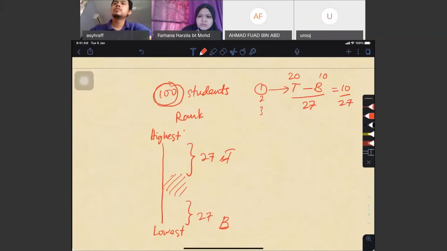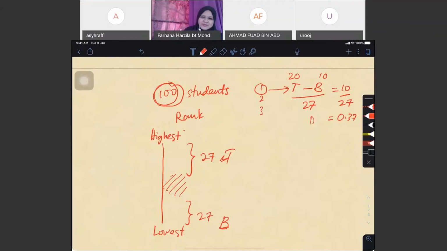What's that? Anyone who went to the Kumon class? 0.37, using a calculator. Okay. So we say the discrimination index is 0.37. So it's positive, meaning overall the good group is answering it better than the poor group.